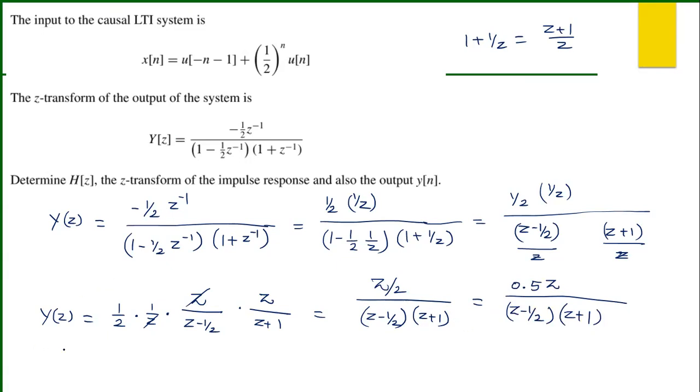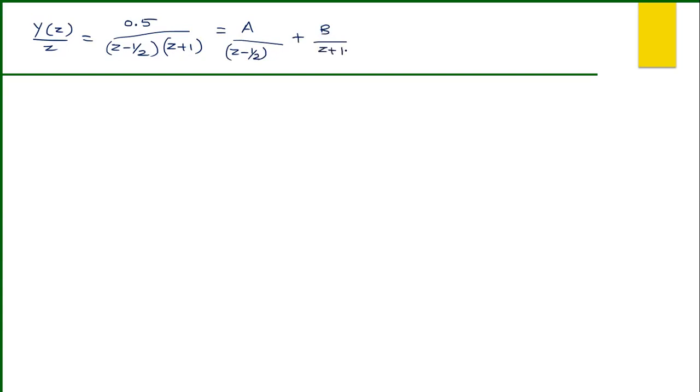Before calculating the partial fractions, what we need to do? Y of Z by Z we need to write. What is Y of Z by Z? 0.5 divided by Z minus 1 by 2 into Z plus 1. Okay, I will write in the next slide. Y of Z by Z is equal to 0.5 divided by Z minus 1 by 2 into Z plus 1. Now I can write this as A divided by Z minus 1 by 2 plus B divided by Z plus 1. Now I can write 0.5 is equal to A into Z plus 1 plus B into Z minus 1 by 2.